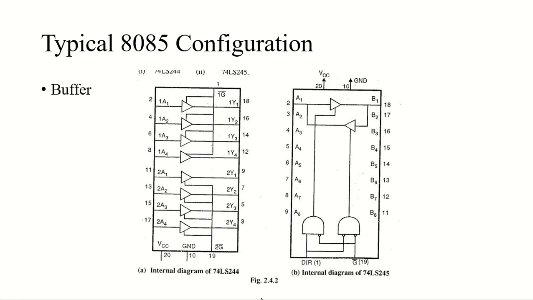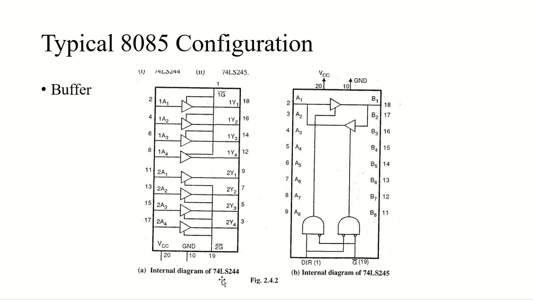But there are two buffer ICs which are very popular among users of microprocessors. The first one is 74LS244, and the other one is 74LS245, right? These two ICs are very popular. So in short, I'm going to call them S244 and S245.